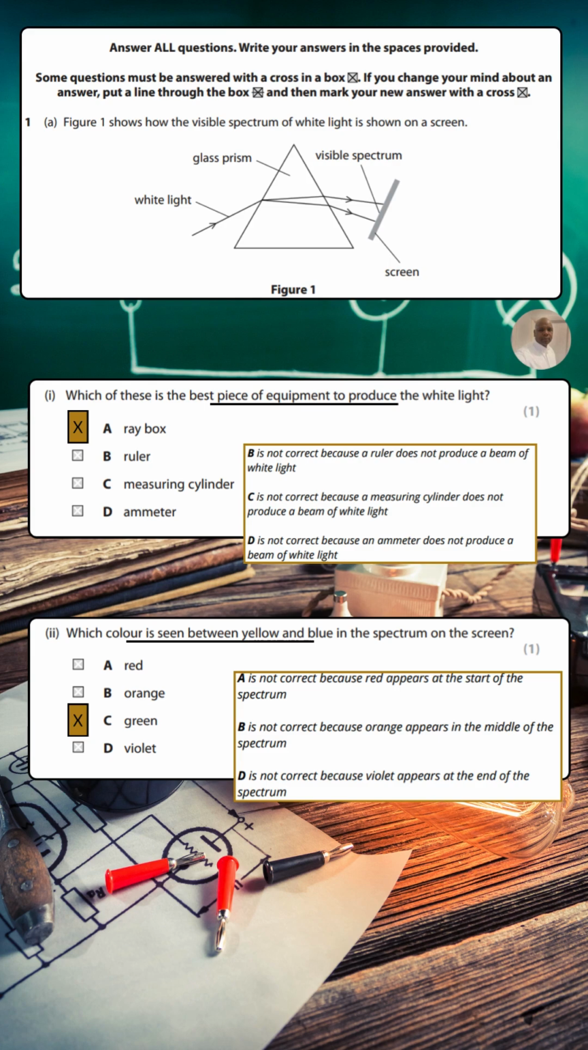For part B, it says which color is seen between the yellow and blue in the spectrum on the screen. Again, the correct answer is green. I'm not going to go through the answers because they are on the screen, and the reasons why A, B, and D are not acceptable are on the screen for your own understanding. Pause the video and read them over so you don't make the same mistake.